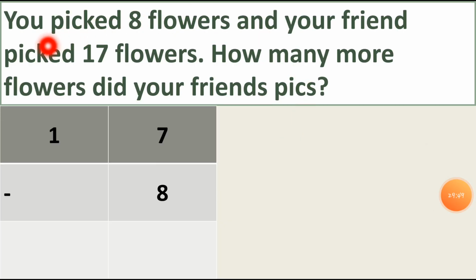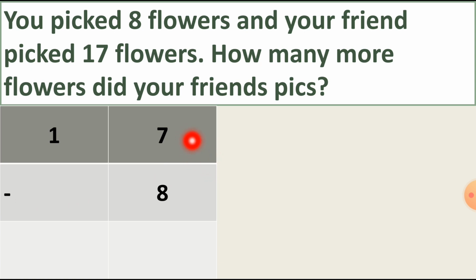Here is one: you picked 8 flowers and your friend picked 17 flowers. How many more flowers did your friend pick? How many more? So here, how many more indicates subtraction. So we have to follow the subtraction operation here.